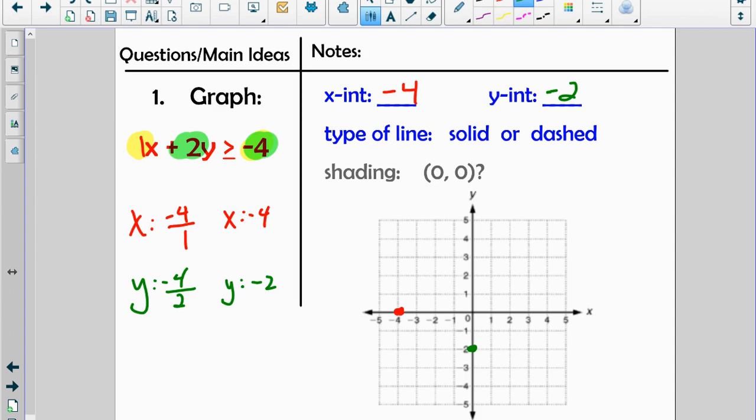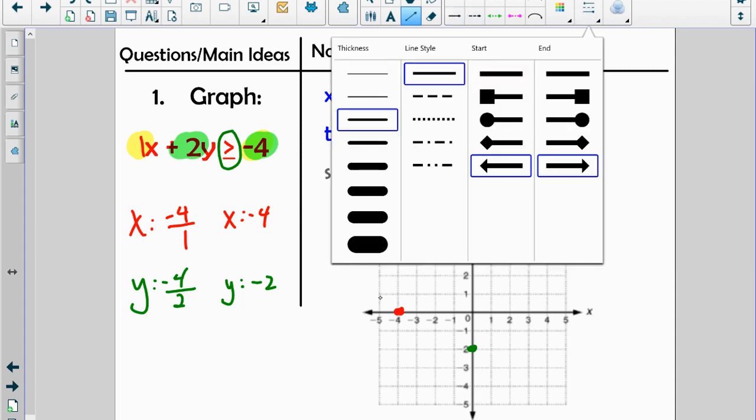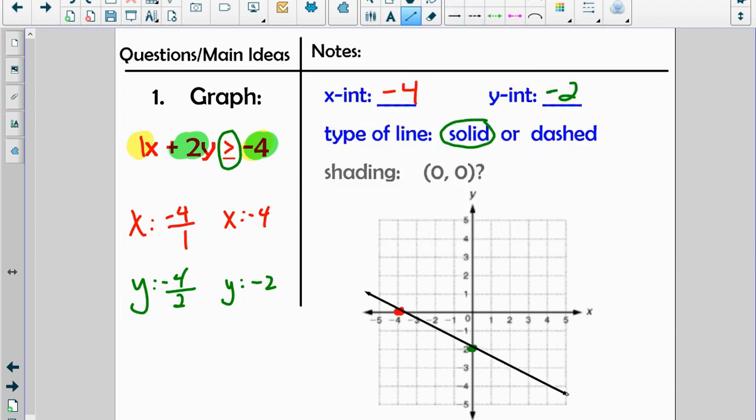For my type of line, I use that inequality symbol. It's greater than or equal to. So the points on the boundary line are solutions. That means we want to show that with a solid boundary line. Just a regular boundary line. See if I can get that to go through my points okay. That's not too bad. Extend your line all the way across the graph because we have to shade one side or the other.